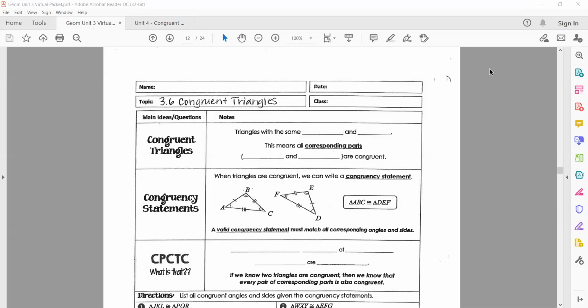CPCTC. Anybody remember what that stands for? It's a mouthful. Corresponding parts of congruent triangles are congruent.